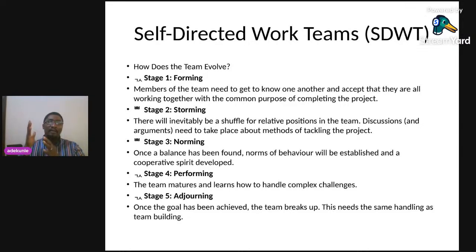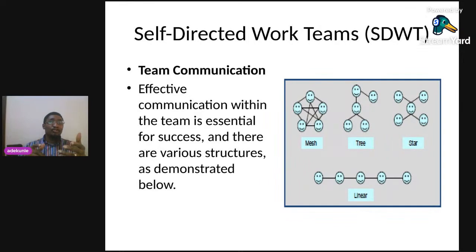Of course, after understanding your behavior, understanding the norms within yourself, you go to the area of performing, the team becomes mature and learns how to handle complex challenges. Of course, marriage is not marriage set, or after like 4 years, you get to understand yourself perfectly. Then stage 5 is the adjourning. Once the goal has been achieved, the team breaks up, we've done work, and this needs the same handling as team building. So these are some of how you get your team evolved from one stage to another.